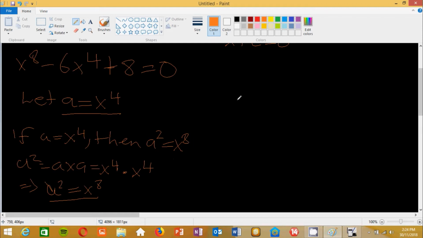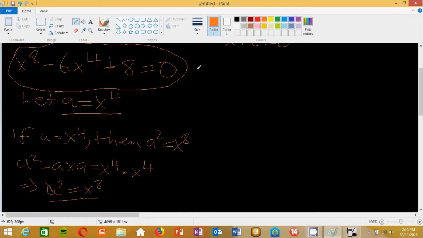Now, why are we doing all this? If we let a equal x to the power 4, wherever we see x to the power 4, we're going to replace it with a, and wherever we see x to the power 8, we're going to replace it with a squared. In this equation we do have an x to the power 8 and an x to the power 4. So wherever we see an x to the power 4, we replace it with an a, and wherever we see an x to the power 8, we replace it with an a squared. So what does that mean?